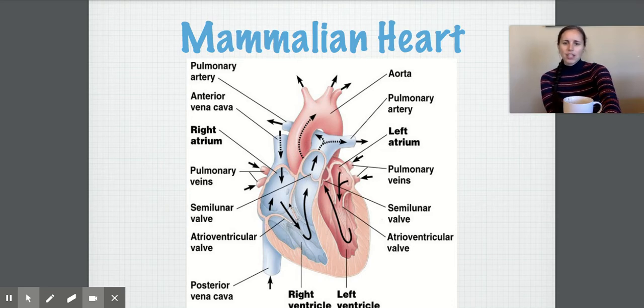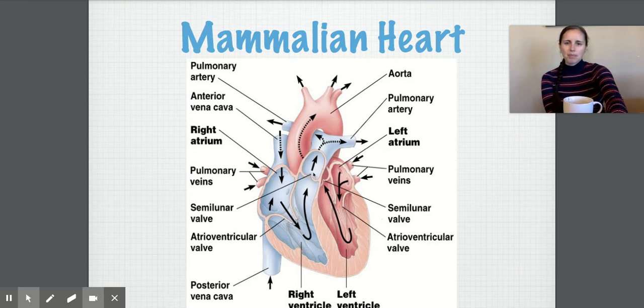This is called our atrioventricular valve, and what it makes sure happens is that blood only flows in one direction. It's very important that blood flows through one direction in your body and not the opposite direction. So this valve is going to make sure that blood can go from the atria to the ventricles, but it can't get back into the atria. So blood's going to go through our atrioventricular valve into our right ventricle.